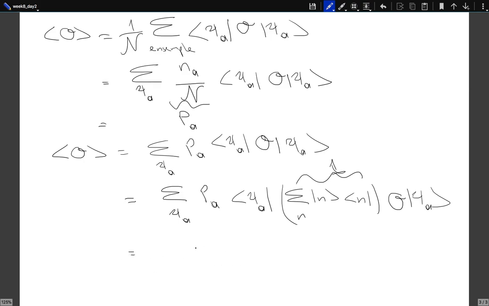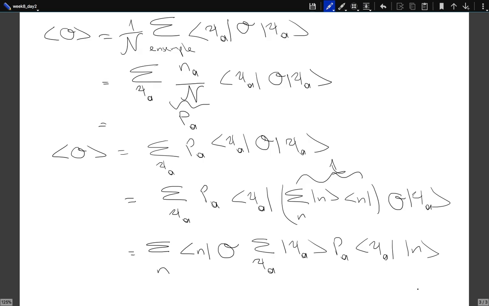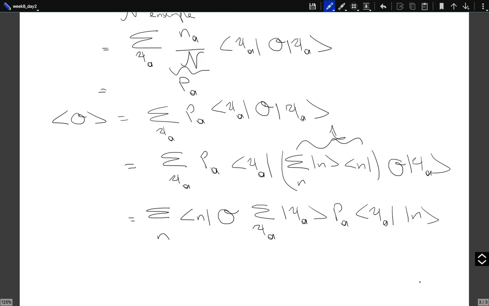Well, let me just rewrite it slightly. I just rearrange the terms. You see, here I have the overlap of psi A with n, it's this term over here. Here I have the matrix element of O between n and psi A, that is over here. I just changed their order. I did the summation over n first, and then the other one. I just changed the order of the summation also.